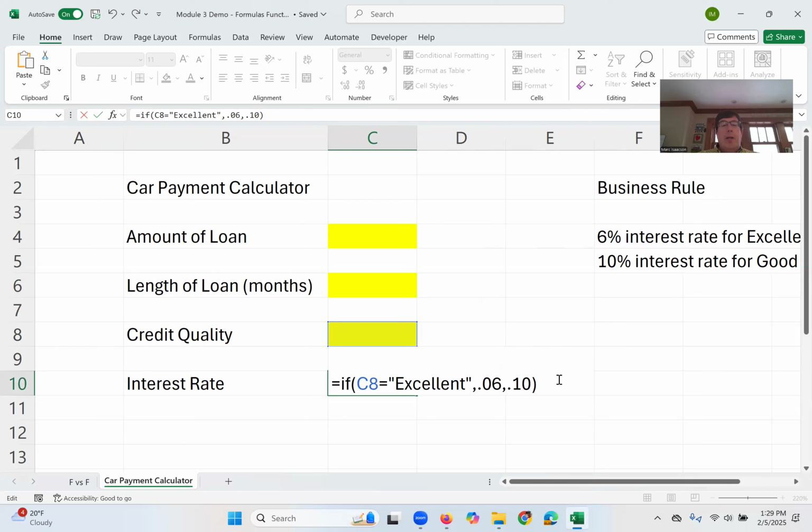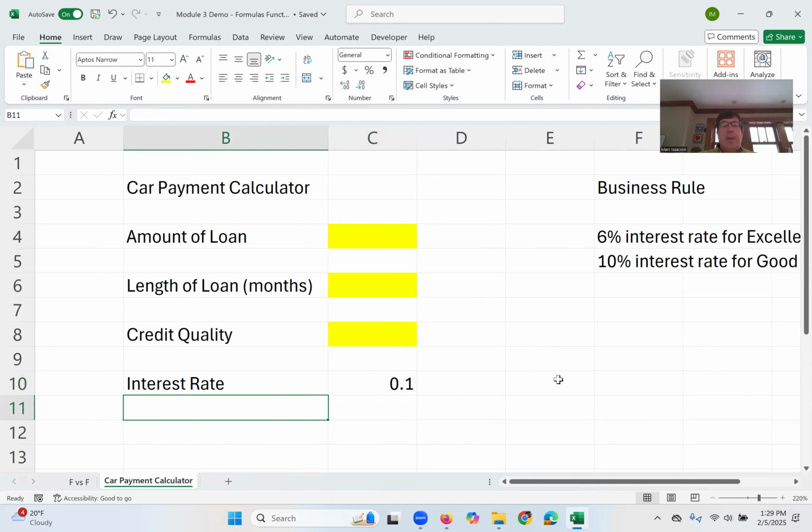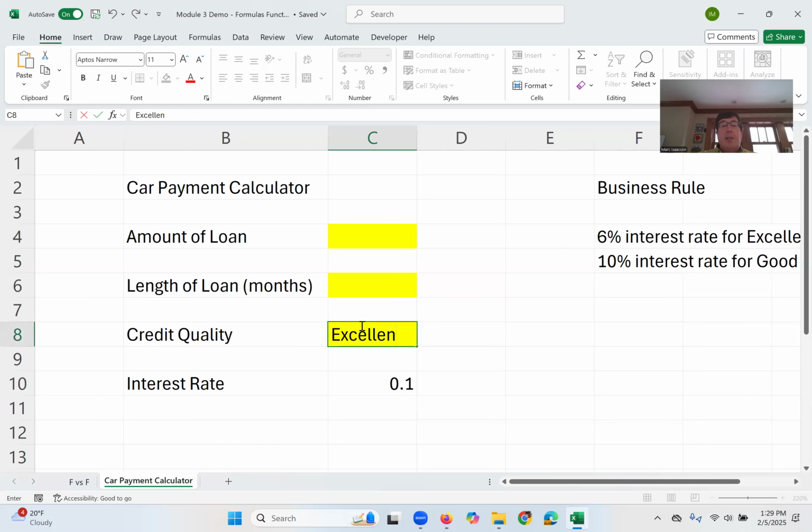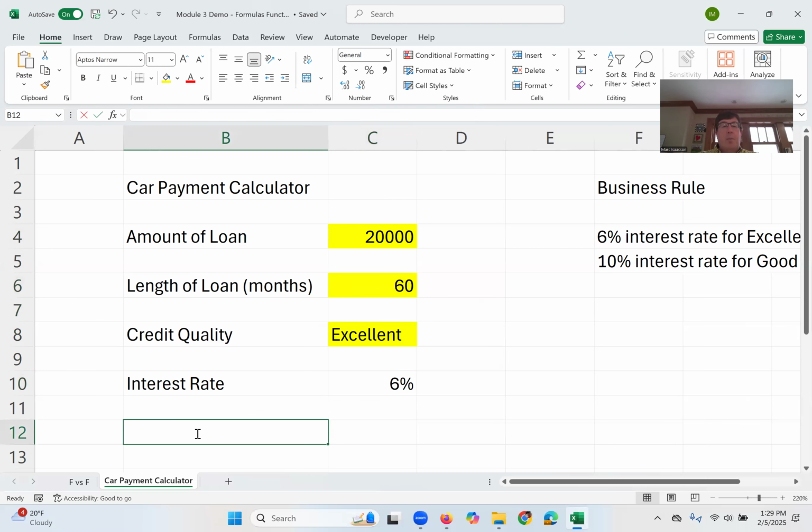And so when I do that and I hit enter, I'm going to get a response. And if I type in that I have excellent credit, it will charge 6%. And I could format that with a percentage sign so I don't get confused. And in this case, maybe we'll say, I want to buy a $20,000 car or take out a loan for $20,000. I'm going to do it for 5 years or 60 months. And so what I want Excel to calculate is my monthly payment.